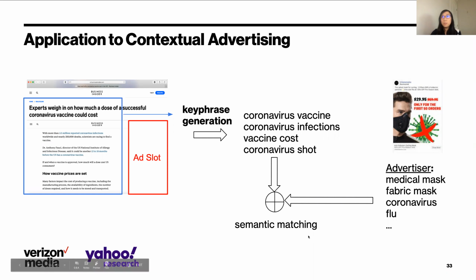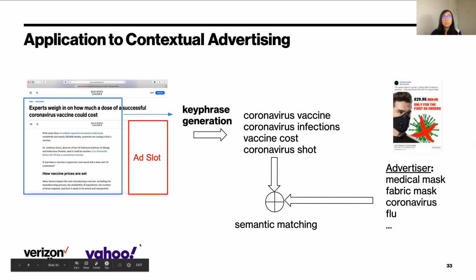So in the backend, what happens is that advertisers have an ad, they come to our system and define that they want to show their ads to users who are interested in a number of topics. They define the topics. It could be in the format of a number of keywords, something related to mask, coronavirus, flu, and so on. Then in the backend, we have a semantic matching system that can bring these generated keywords from the web page to the advertiser-provided keywords. Through this matching, we will know for a given page what the related ads are.